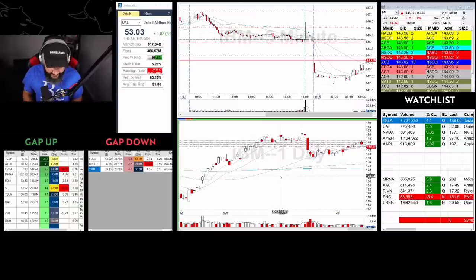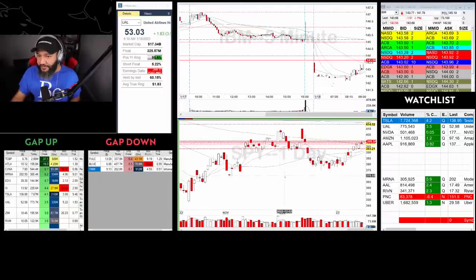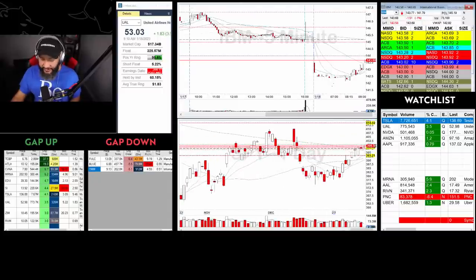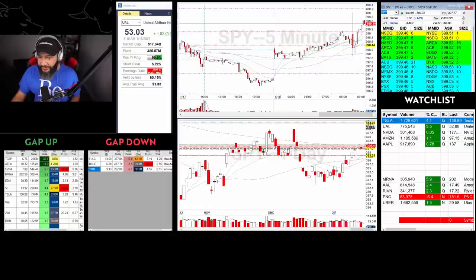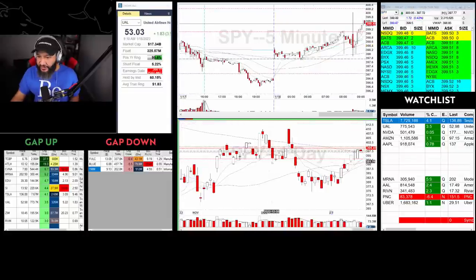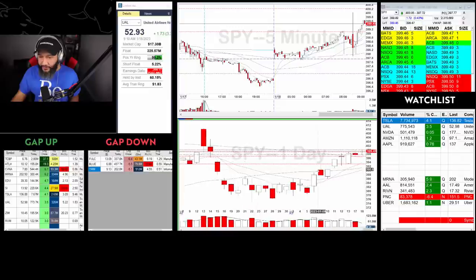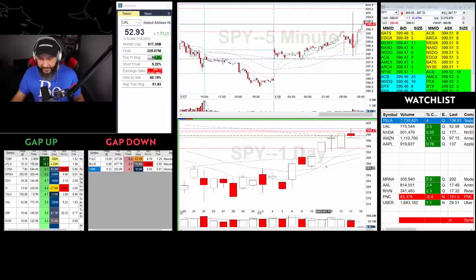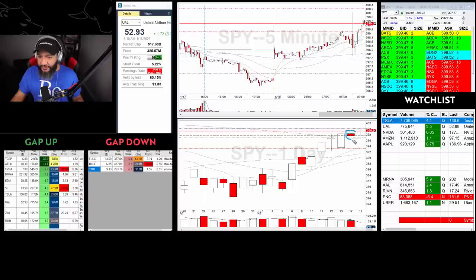Let's check the SPY. The SPY can rip here. It can definitely help. See, the SPY has become such a force when it comes to stocks in play. Look at it yesterday. I had a tough day yesterday as far as finding opportunities. Look at this here. The SPY just didn't do anything, right?